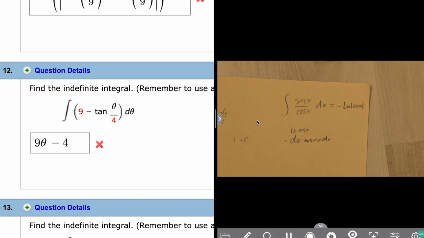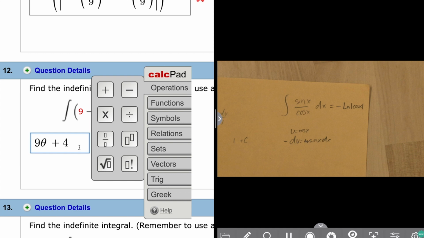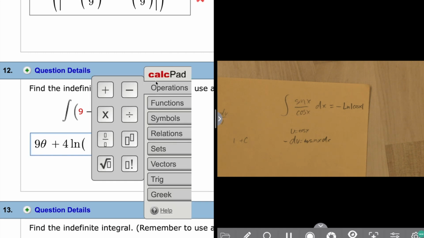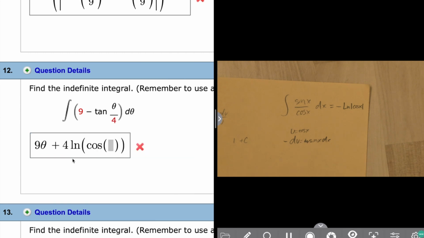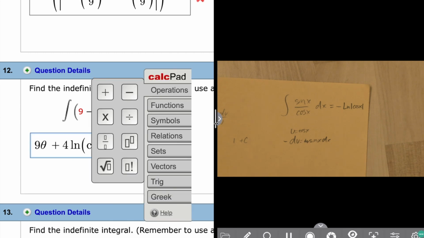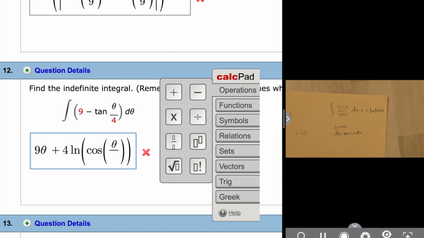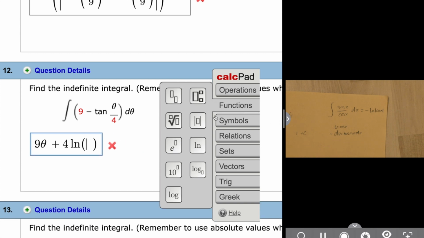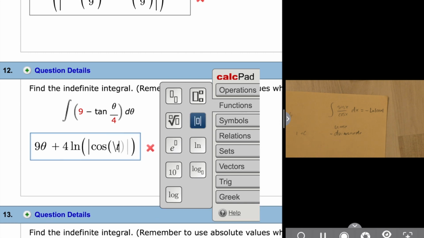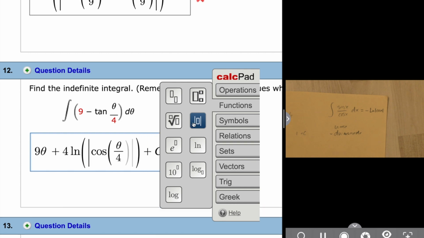You don't want to risk memorizing this, but what I'm noticing is that when I integrated positive tangent, I had a negative pop out. So I'm betting that when I integrate negative tangent, I'm going to have another negative pop out, and it will then become positive. So I'm going to have 4 ln absolute value cosine of theta over 4. And I needed absolute values around all that. Cosine of theta over 4 plus c.